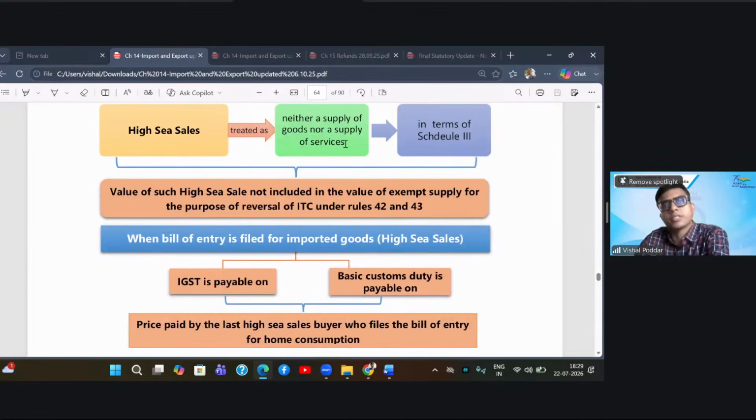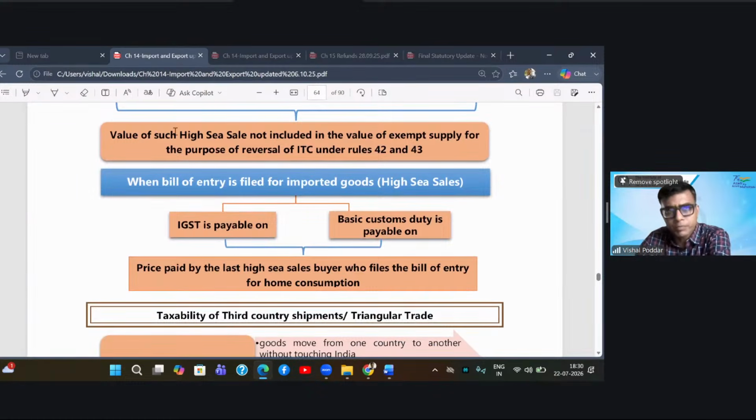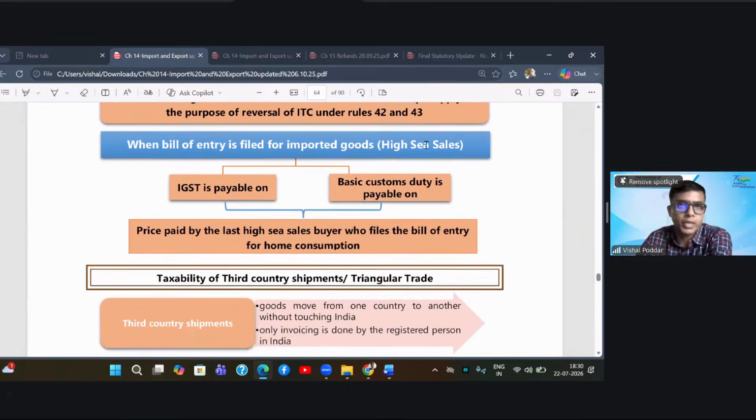Now, in such cases, again the GST law says, since you are dealing with foreign goods which are outside India, hence it will be treated neither as supply of goods nor as supply of service, again as per Schedule 3. Further, the value of such high sea sale, which is a Schedule 3 transaction now, is not to be included in the value of exempt supply for the purpose of your ITC reversal under Rule 42/43.